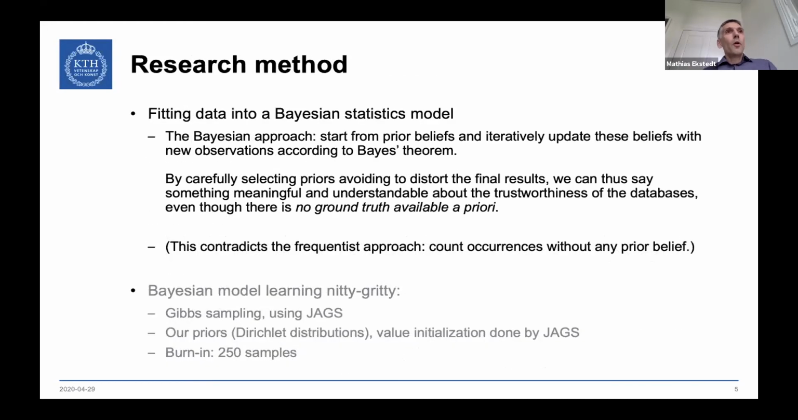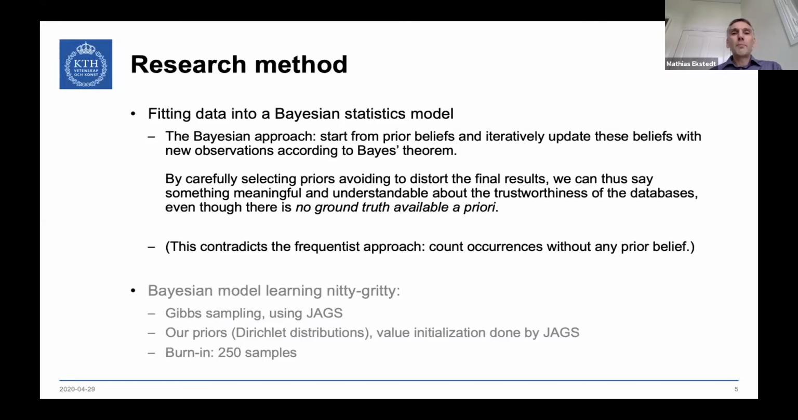All right, so what did we try to do? Well, essentially, just as much typical empirical research does, we're trying to fit data into a mathematical model. So essentially the whole idea is to look at available data and then try to build a model that explains as much as possible of that data, so that the model can then be used to predict the future. In this study, we used Bayesian statistics.